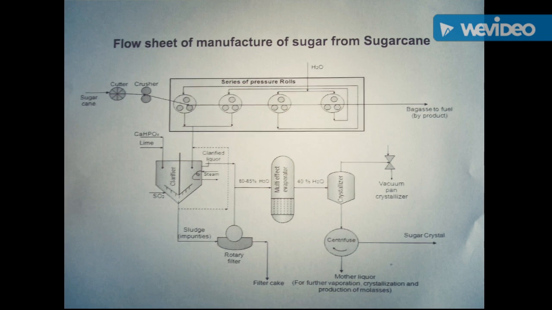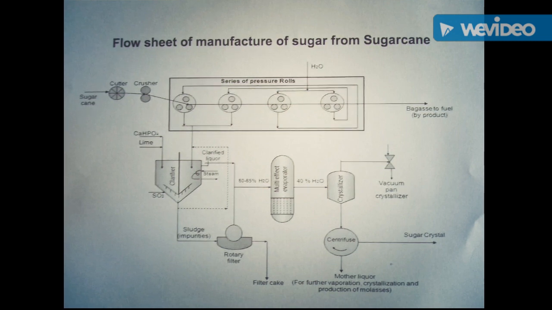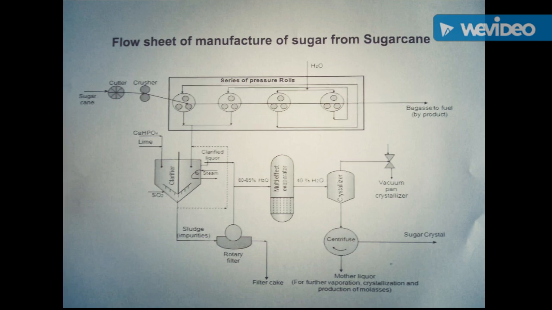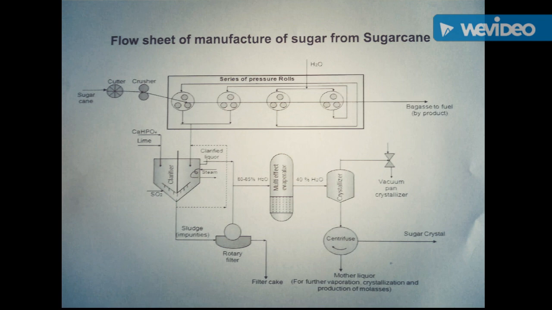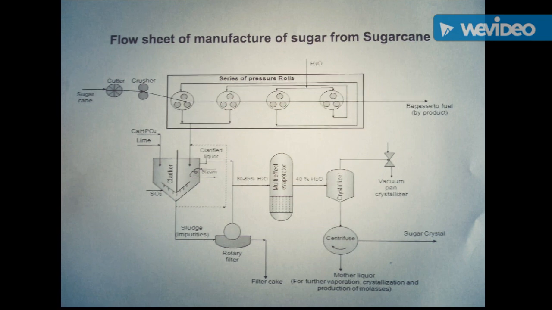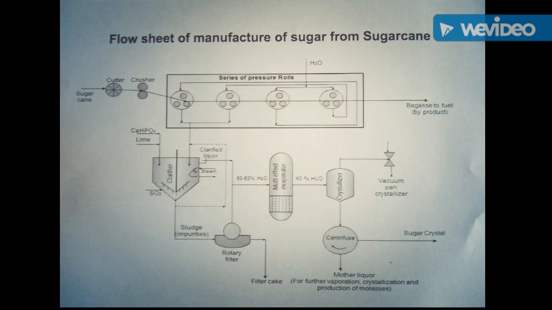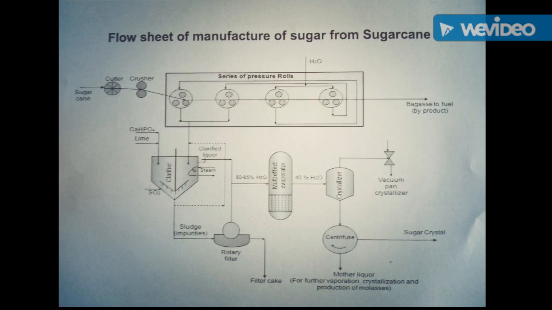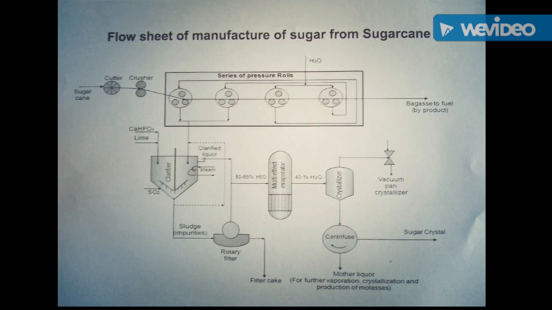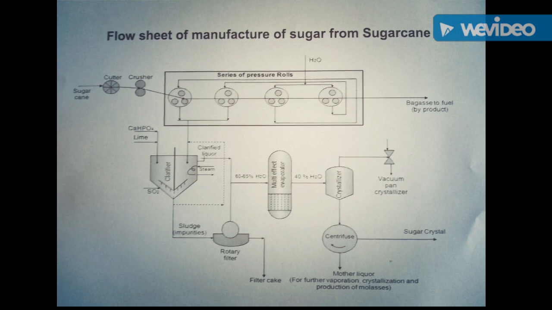The juice extracted from the sugarcane contains impurities and suspended particles. The sugarcane juice is slightly acidic. Acidity causes loss of sugar due to hydrolysis. The process of adding lime to precipitate the impurities as well as to neutralize the juice is known as defecation.